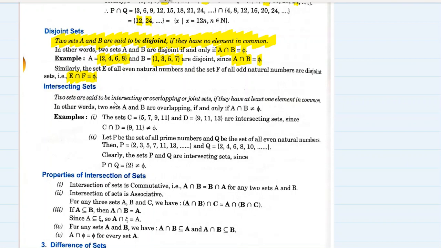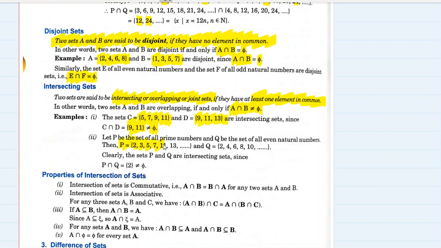Intersecting sets. Sets are said to be intersecting or overlapping sets if they have at least one element in common. In other words, two sets A and B are overlapping if and only if A intersection B is not a null set. So suppose we have C = {5, 7, 9, 11} and D = {9, 11, 13}. They have two elements in common, 9 and 11, which is not a null set. So C and D are intersecting sets. They are not disjoint sets.